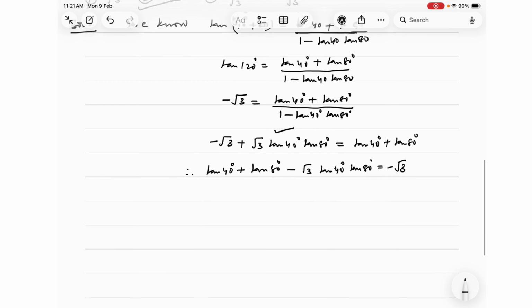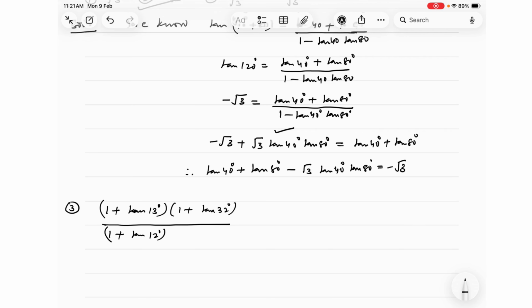Very important question. Now, the third important question is to find the value of (1 + tan 13°)(1 + tan 32°) divided by (1 + tan 12°)(1 + tan 33°). You have to find this value.